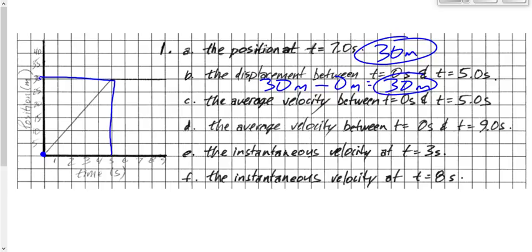The average velocity between 0 and 5 seconds, I like to think of this as displacement divided by time. Some of you might like to do the slope of the graph. It doesn't really matter. It gives you the same thing. My displacement, which I just found in question B, was 30 meters. My time interval between 0 and 5 seconds is 5 seconds. That gives me a velocity of 6.0 meters per second.